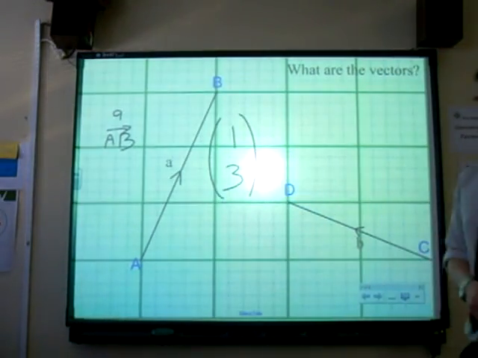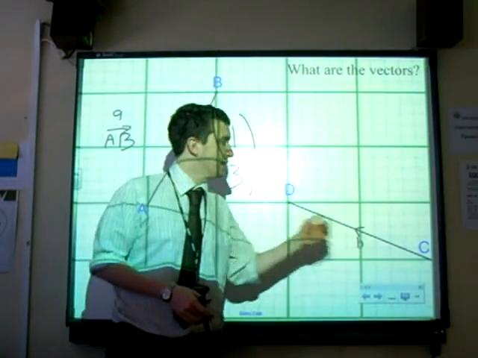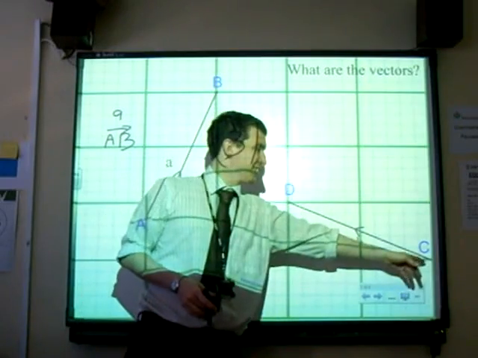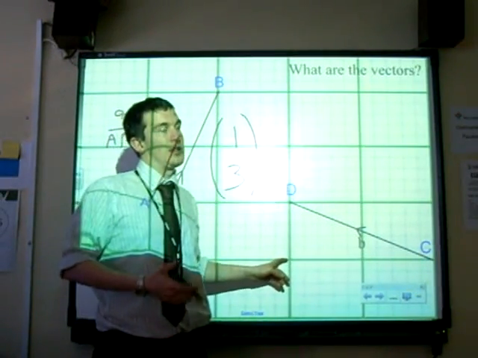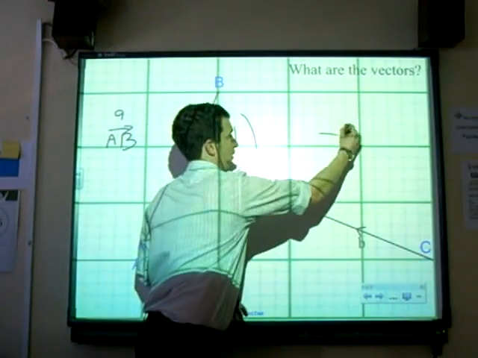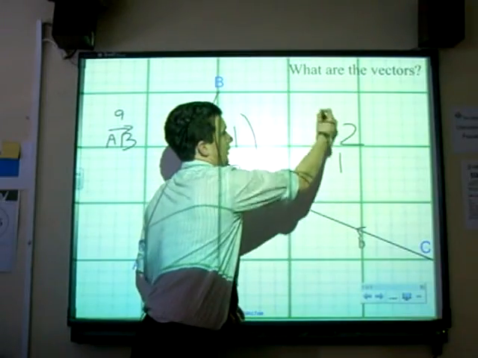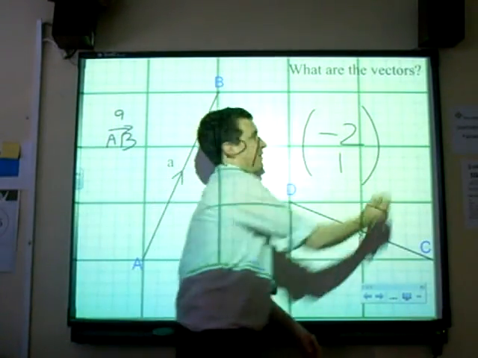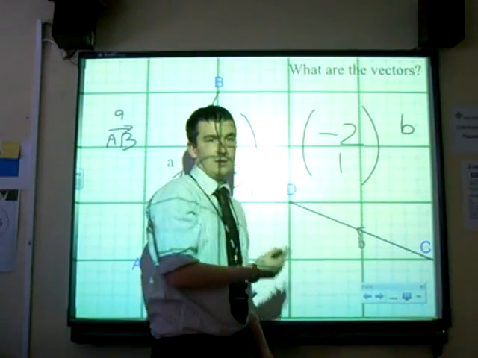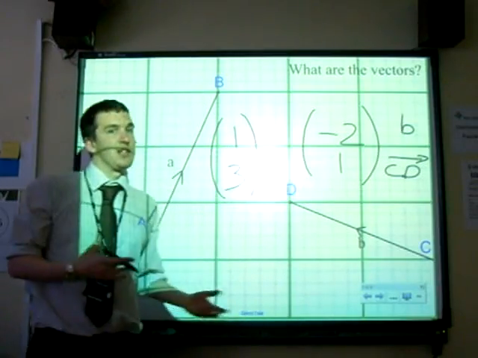If we look at the one on this side, we are going from C to D, so we're going from right to left. So a start point down at C. We're going across left 2, so that's going to be -2. And we're going up 1, so again that's positive. Again, that could be called vector B because it's labelled, or vector CD with an arrow, because it's going from C to D.